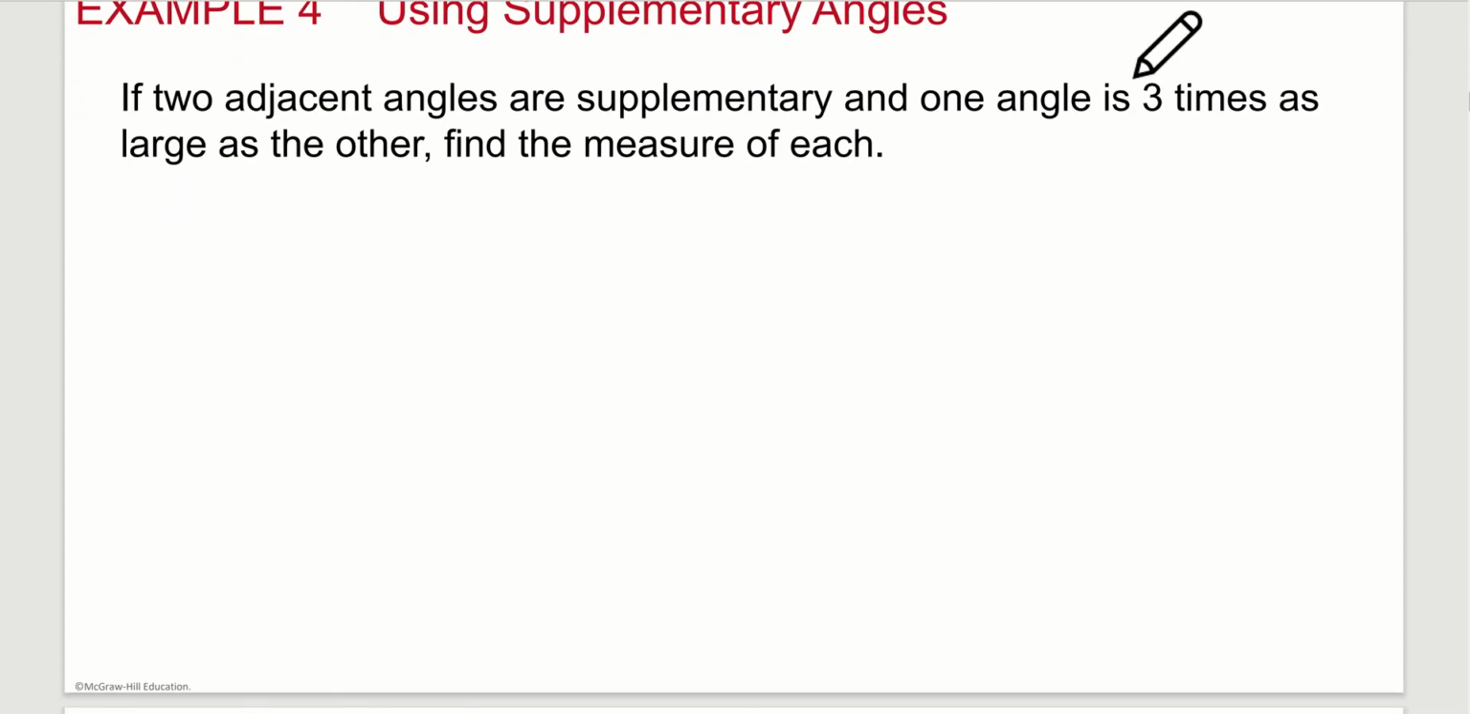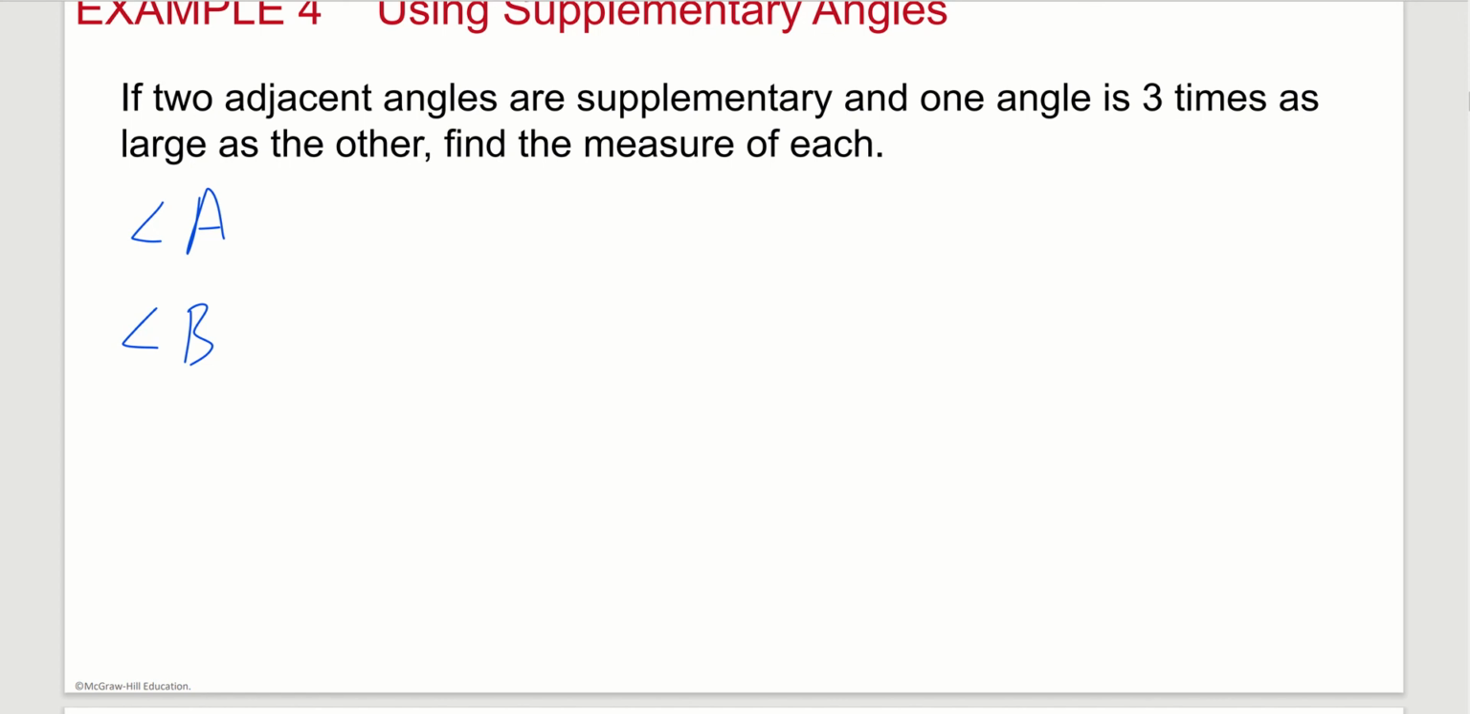Let's take a look at example 4. They say that two adjacent angles are supplementary and one angle is 3 times as much as the other. Find the measure of each angle. So we have two angles we're talking about. Just generically speaking, I'm going to call one angle A. I'm going to call the other one angle B.